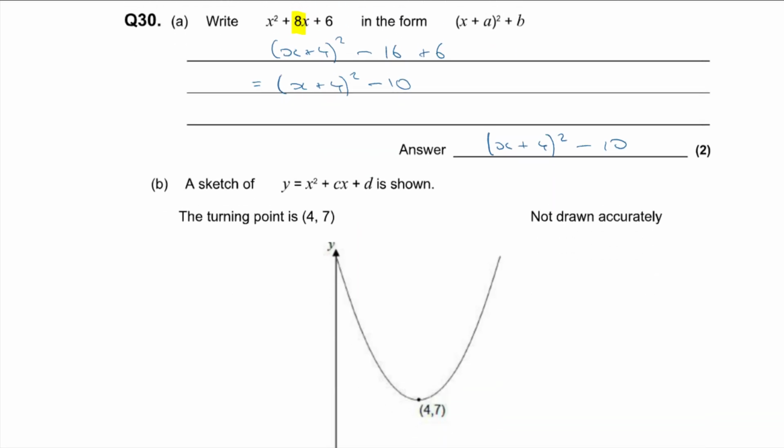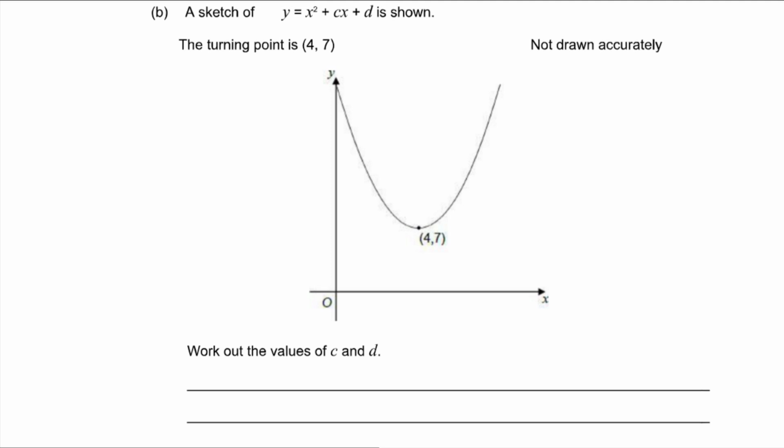A sketch of y equals x squared plus cx plus d is shown. The turning point is (4, 7). Work out the values of c and d. Okay, so this one's working backwards, isn't it? If that coordinate there is (4, 7), remember the completed square form is going to be of the form x minus that number. So it's going to be x minus 4 inside the bracket, all squared. And then this number here is the bit that you add on the outside of the bracket, plus 7 like that. So that is the equation of my line, y equals (x minus 4) all squared plus 7.